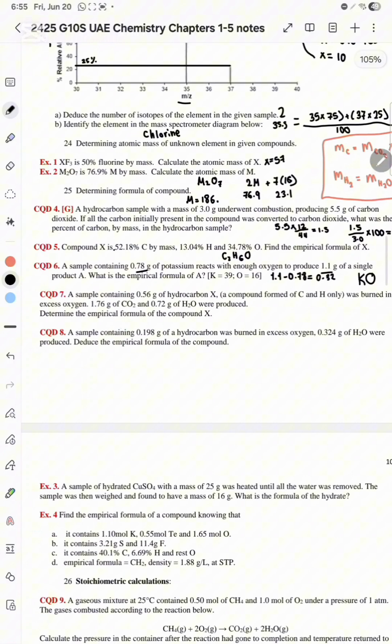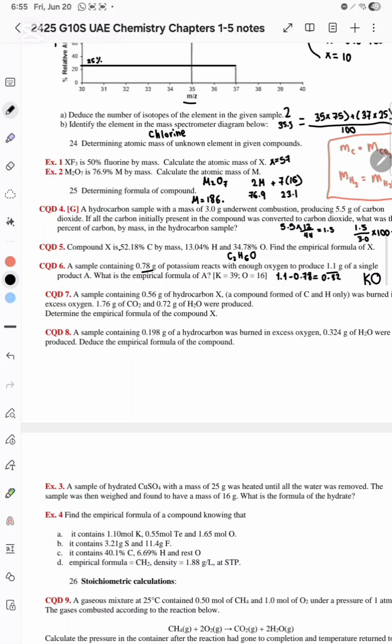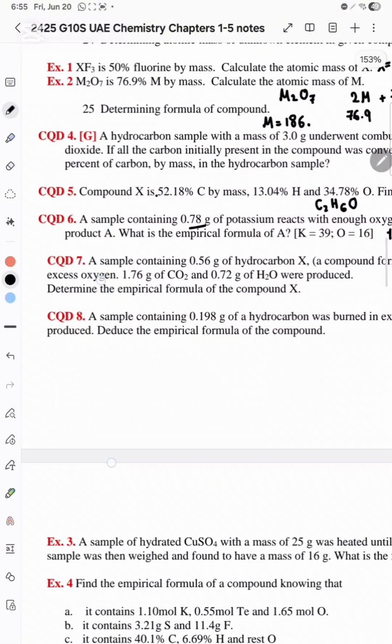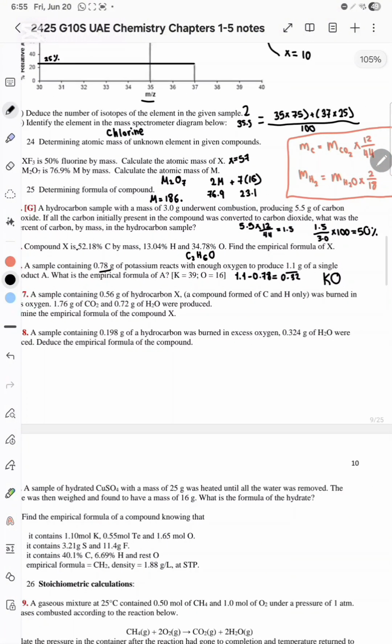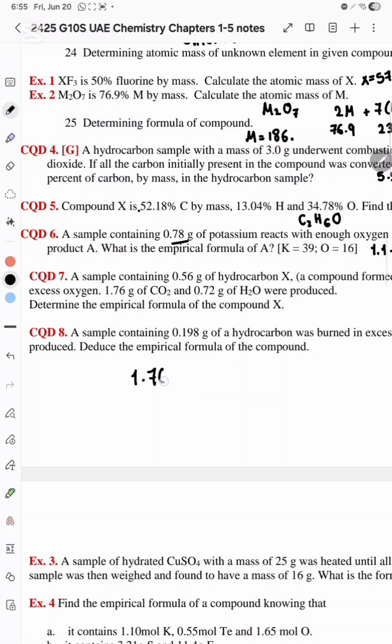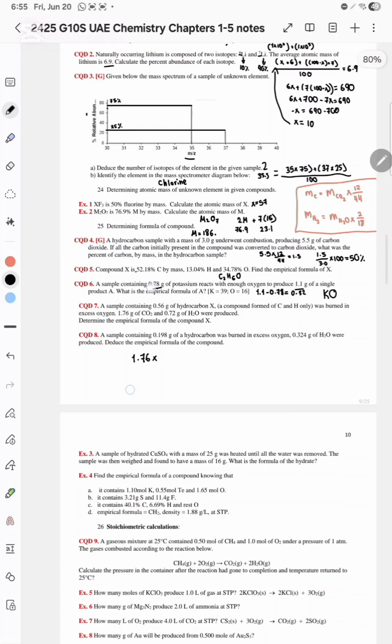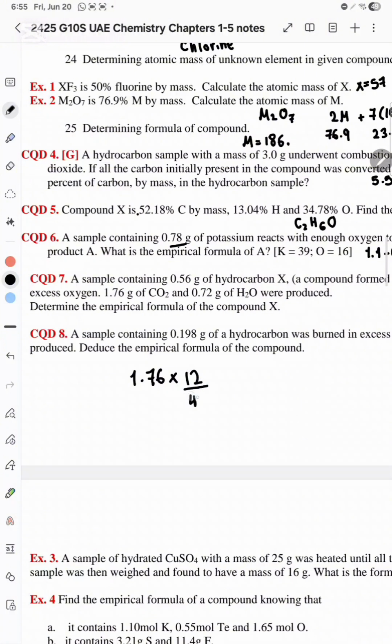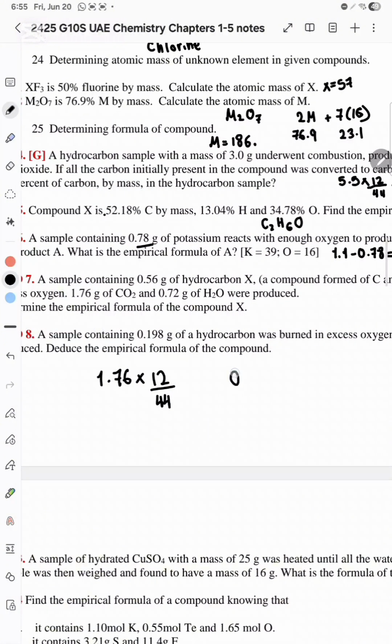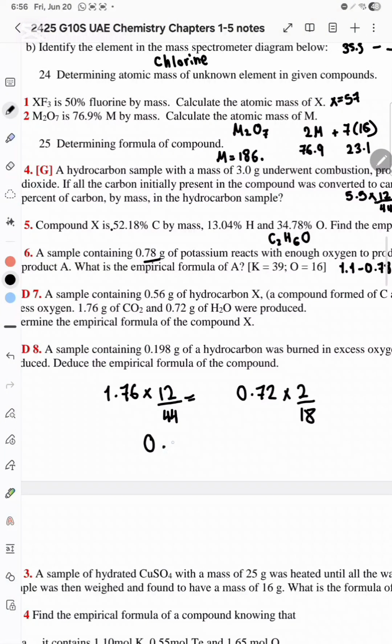A sample containing 0.56 grams of hydrocarbon X, a compound formed of C and H only, was burned in excess oxygen. 1.76 grams of CO2 and 0.72 grams of H2O were produced. Since we have CO2 and H2O, we need to use both of these formulas. We do 1.76 times 12 over 44. And for the second one, 0.72 times 2 over 18. Let me do it on my calculator. We should get 0.48 for this one, and 0.08 for this one, if I'm not wrong.